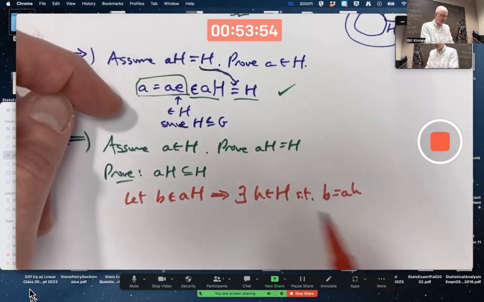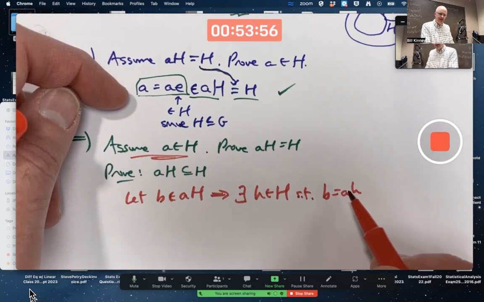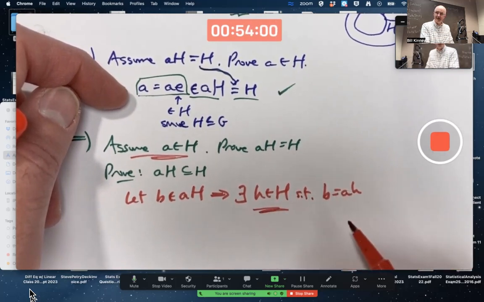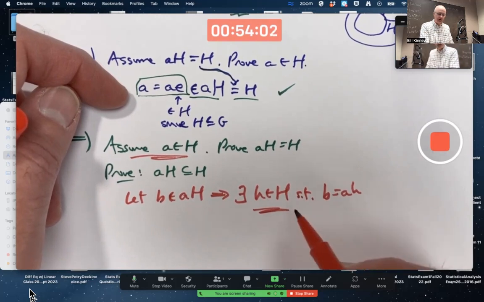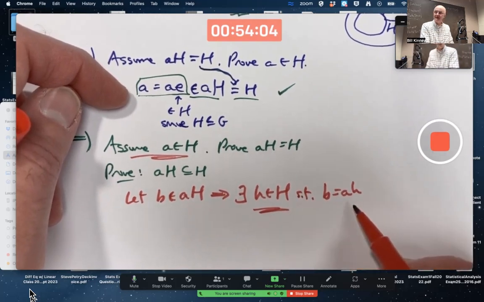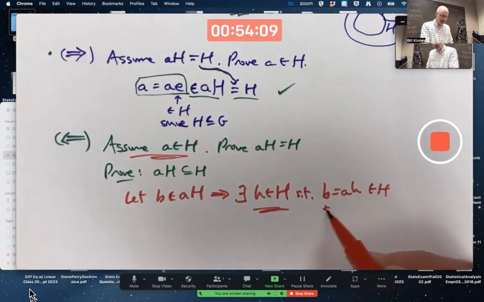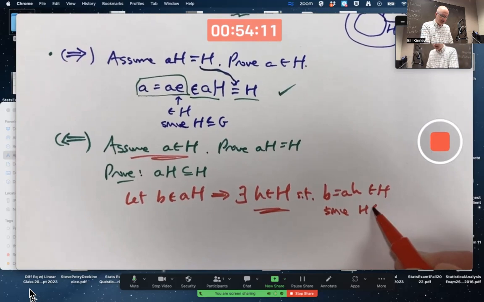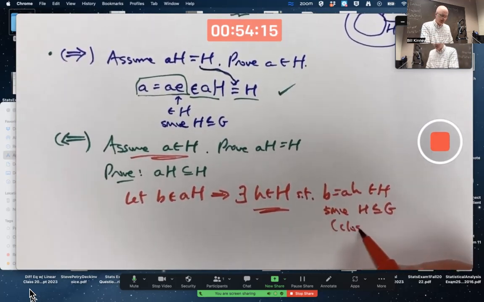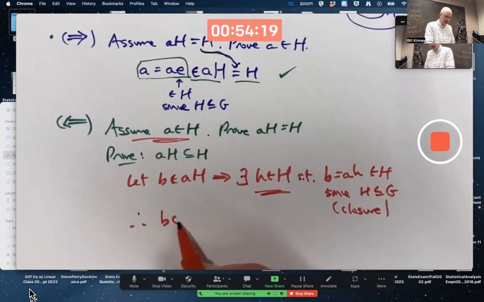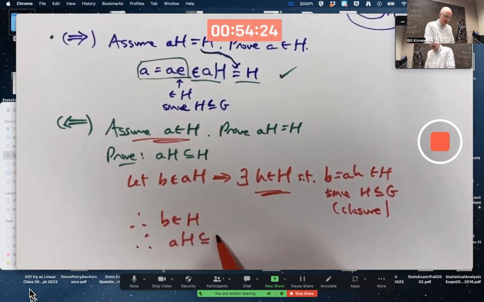Think about what you're assuming. You're assuming A is in H, and the little h is in H as well, and capital H is a subgroup, closure. That does it. That's in capital H, since capital H is a subgroup of G by closure. Therefore, B is in H. Therefore, AH is a subset of H.